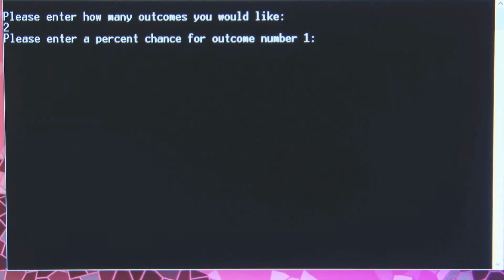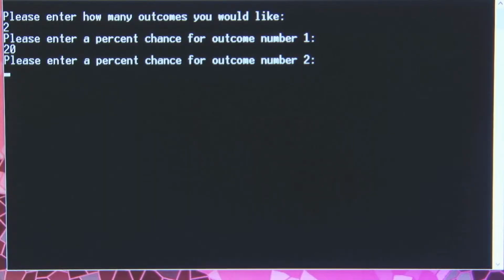Next, we will want to enter a percentage of 20 for outcome 1, since the student gets an average of 20% on quizzes and tests. Then, for outcome 2, we will enter 80, since the student gets an average of 80% of their questions incorrect. Finally, we will tell the program to run 100 trials, 1 trial for each question that will be on the test.